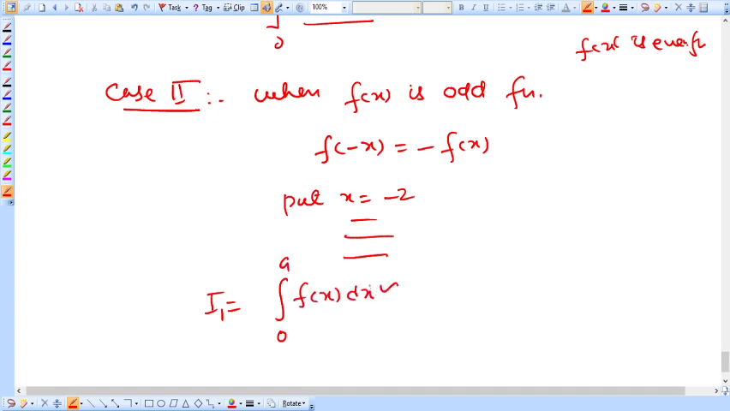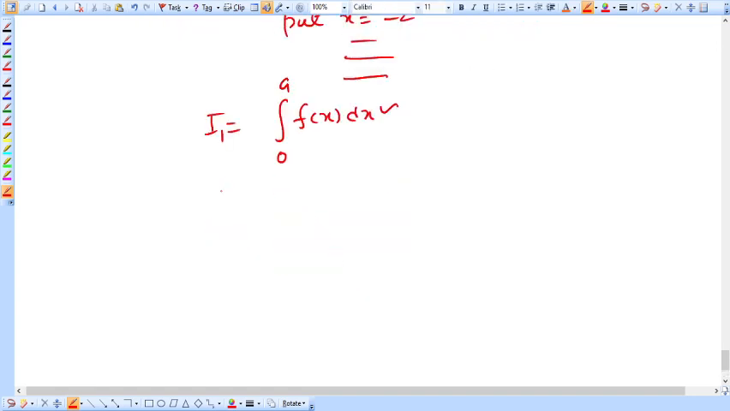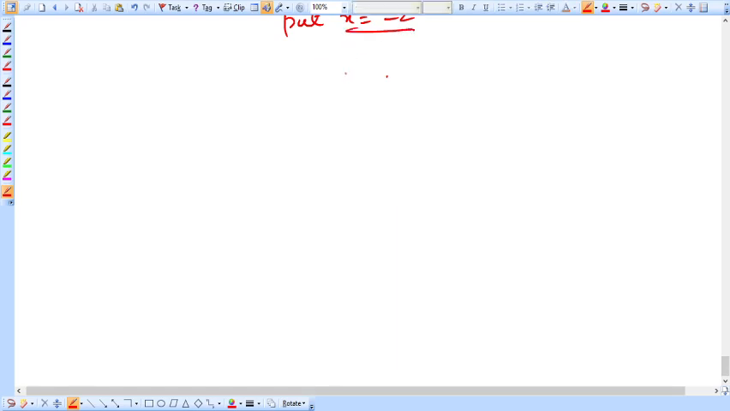ओके, सो नाउ अगेन पुटिंग दी I1 in, sorry, one second. Okay, let me write it fully. Okay, so here you put x is equal to minus z. Okay, and what would be dx? Dx would be equal to minus dz. And what is the impact on the limit when x is equal to minus a, z would be equal to a, and when x is equal to 0, z would be equal to 0, right?